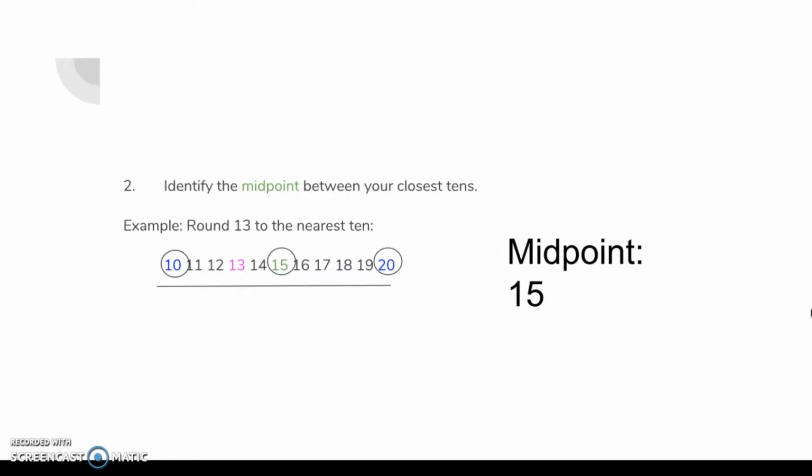Next, we're going to identify the midpoint between our closest tens. The midpoint is always going to have a 5 in the ones place. If you look at our number line here, you can see that there's only one number with a 5 in the ones place between 10 and 20, and that number is 15. If we want to be more accurate and count the numbers in between, we can further evidence our reason for choosing 15, since there are 4 numbers between 10 and 15 and 4 numbers between 15 and 20. So 15 is our midpoint.